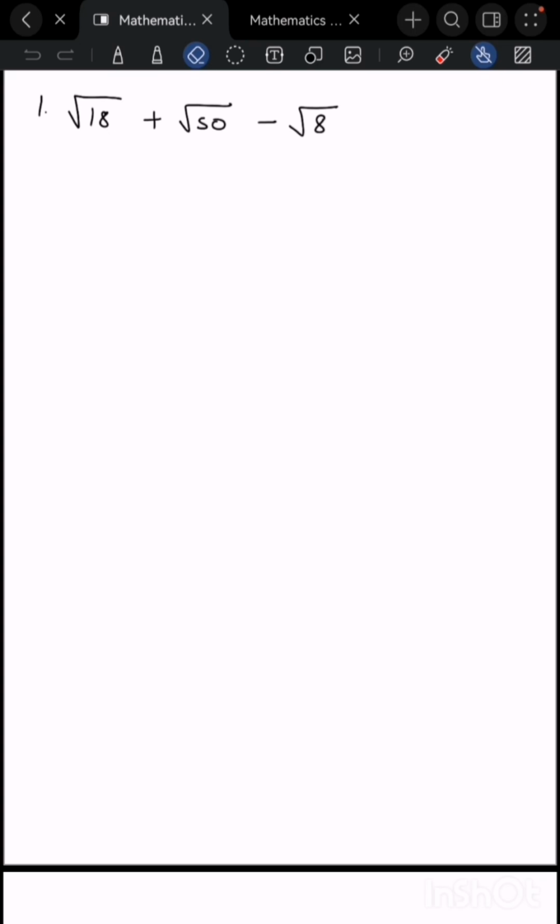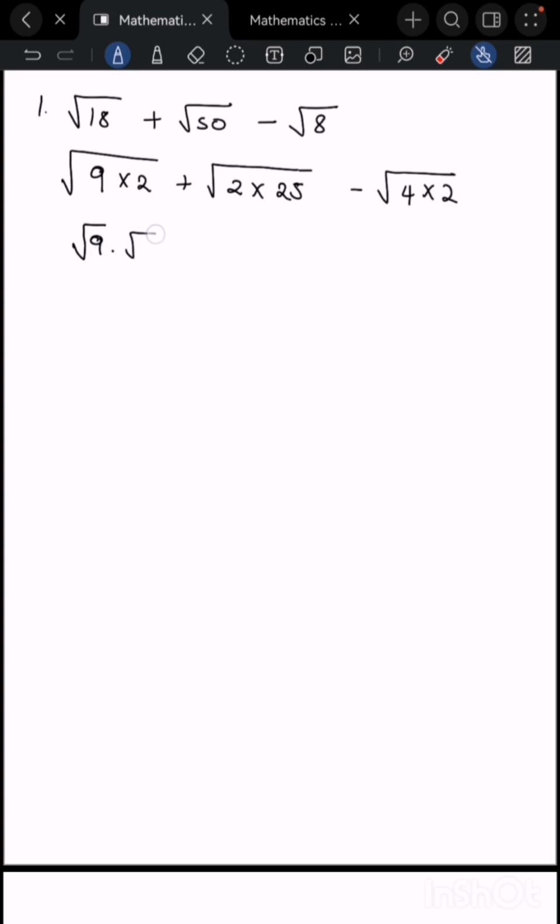All right, solving these things here is actually not complicated. You start by saying this is equal to the square root of 9 times 2, which is 18, plus the square root of 2 times 25, which is 50, minus the square root of 4 times 2. What it becomes is the square root of 9 times the square root of 2, plus the square root of 2 times the square root of 25.